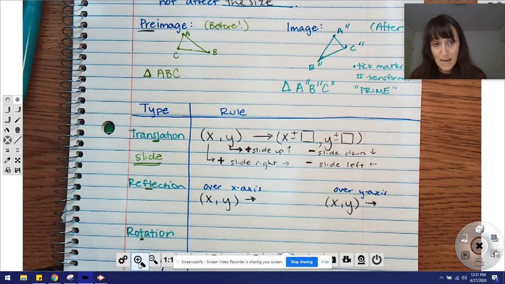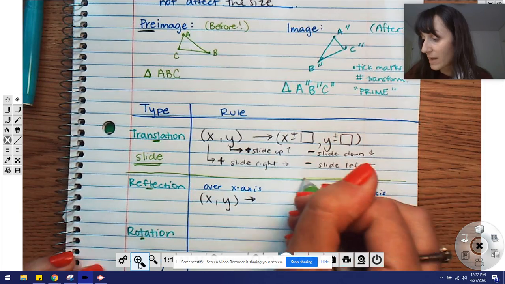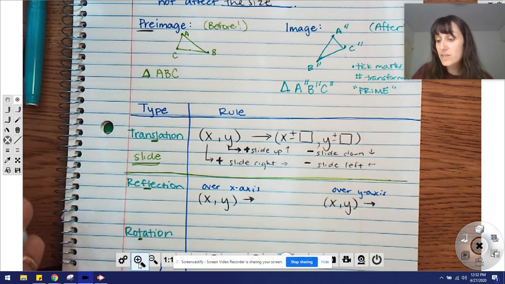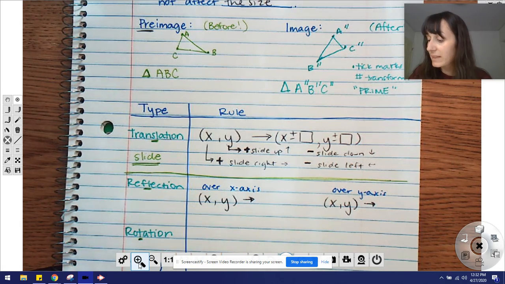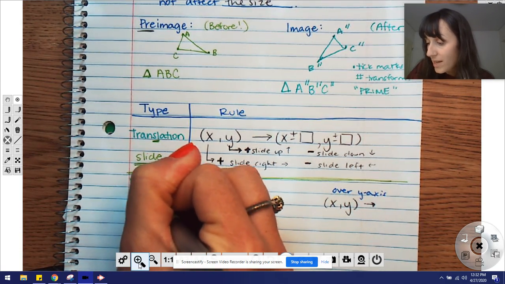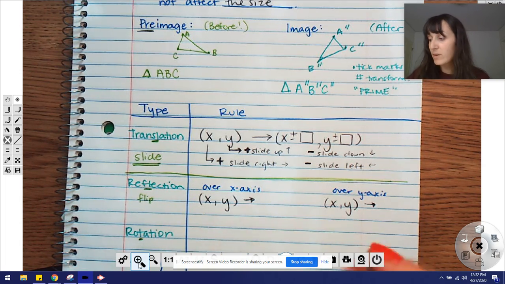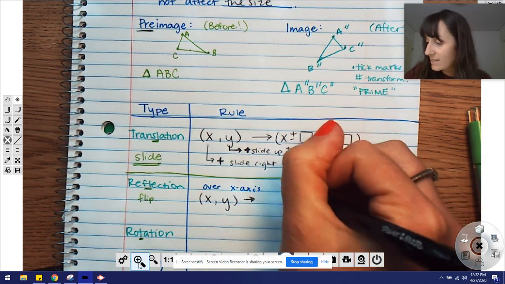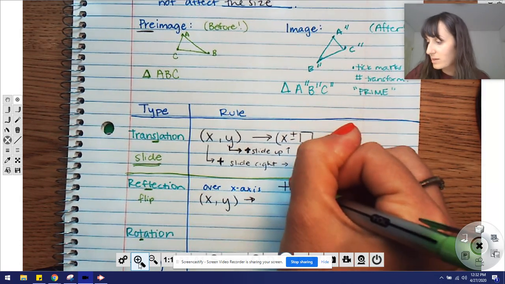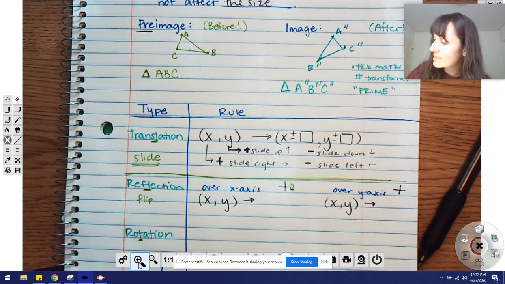The next type of transformation that we have is called a reflection. A reflection is like a flip. It's when we take a pre-image and we flip it to make our image. If we flip it over the x-axis, that means it goes from top to bottom or bottom to top, or we can flip it over the y-axis.